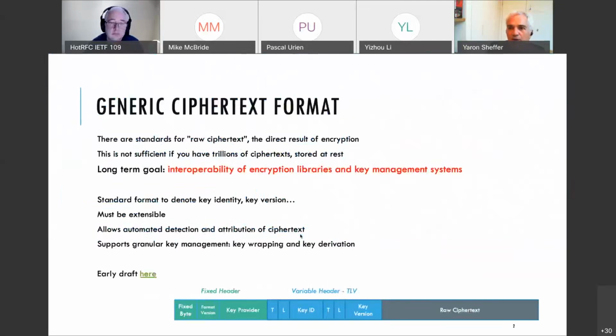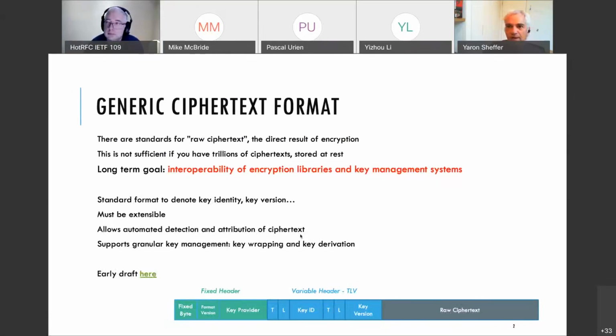So there are lots of standards for the ciphertext, the raw ciphertext. What do you do when you encrypt something? What do you get when you encrypt something with AES, for example? Where does the nonce go? Where does the authentication tag go, and so on? But if you have a huge amount of encrypted data around the enterprise in many, many locations, many databases, many files, it's just not enough to have a standard for the ciphertext.